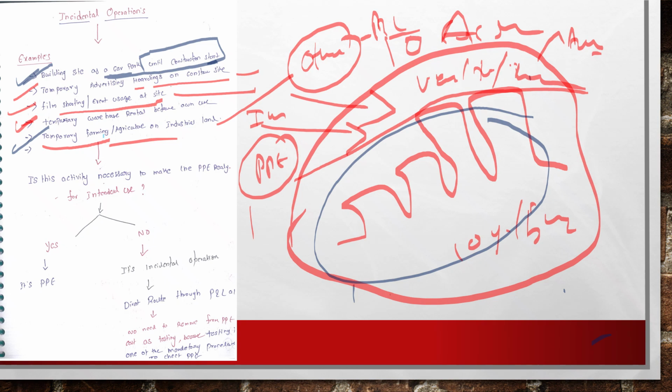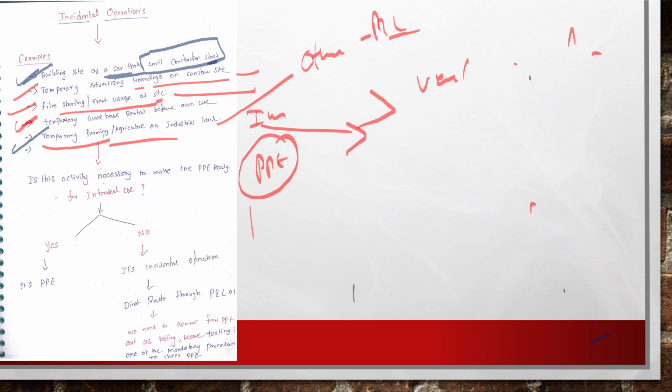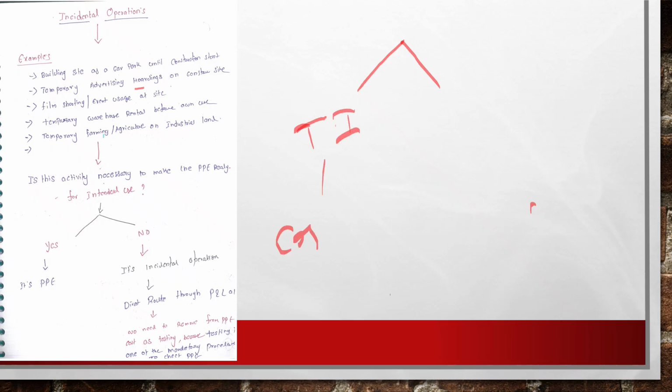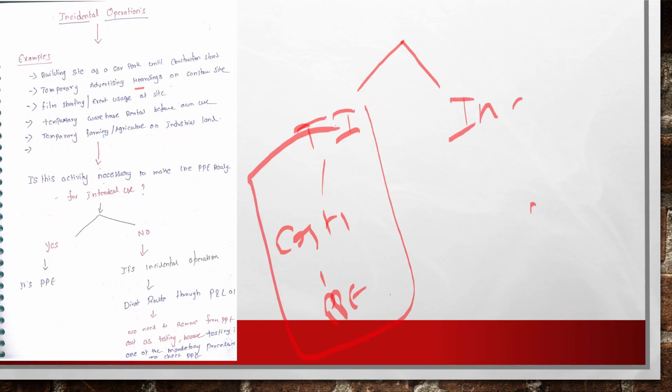I hope you understand what the examples of incidental operations are. These examples might differ from case to case, but you understand the idea here. If it is testing income, you should reduce it from the cost of the PPE, or reduce it from the testing cost. But if it is incidental operation income, you should not reduce this from the PPE. It should be other income.